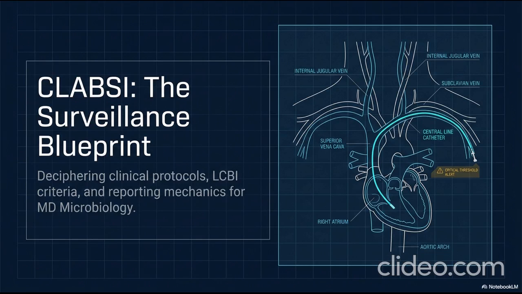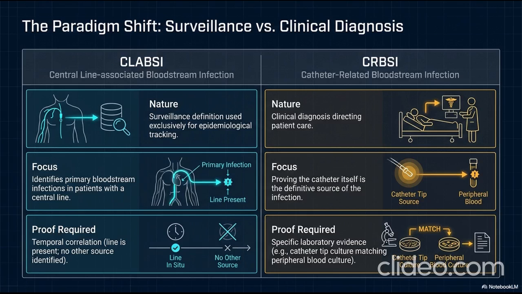CLABSI is a surveillance definition used to identify primary bloodstream infections in patients with a central line where no other source is identified. This is distinct from CRBSI, or catheter-related bloodstream infection, which is a clinical diagnosis requiring specific laboratory evidence, such as a matching catheter tip and peripheral blood culture, to prove the device is the definitive source.